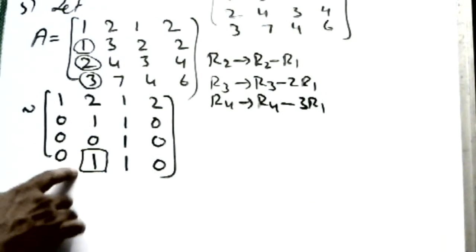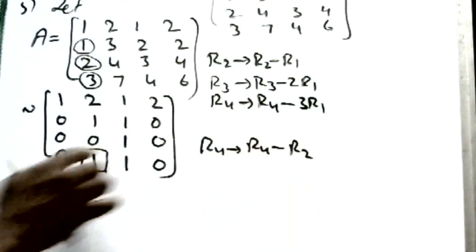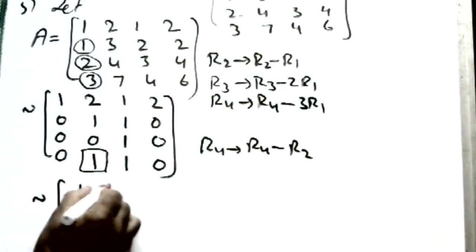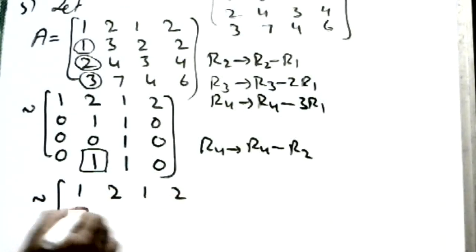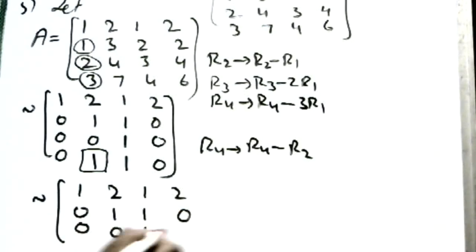R4 implies R4 minus R2. So, let me see here. So, this is 1, 2, 1, 2. 0 1 1 0, 0 0 1 0.